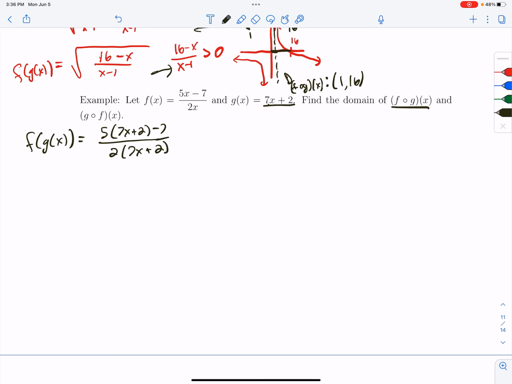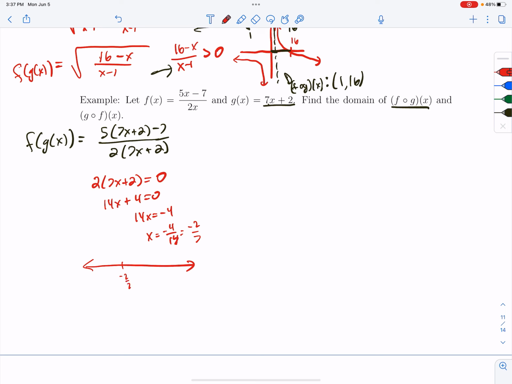Okay, so this is a rational function. I want to know what is going to make that denominator 0. So all I do is I take the denominator, set it equal to 0. I can distribute the 2. I get 14x plus 4 is equal to 0. Subtract 4 from both sides. Divide by 14. I get negative 4/14, which is negative 2/7. So what this means is on a number line, x cannot be negative 2/7. But it can be any other value here. Okay, and so that's the domain of the resulting composition function or composite function.